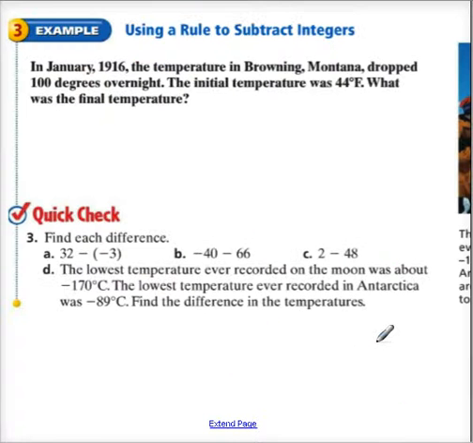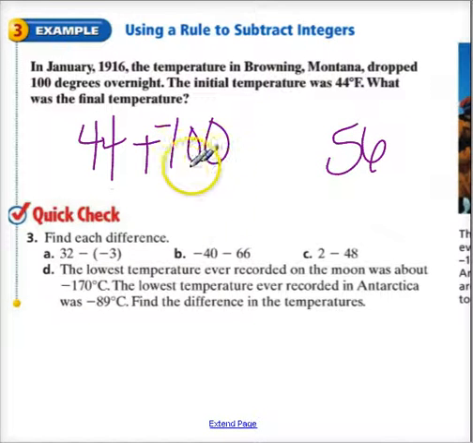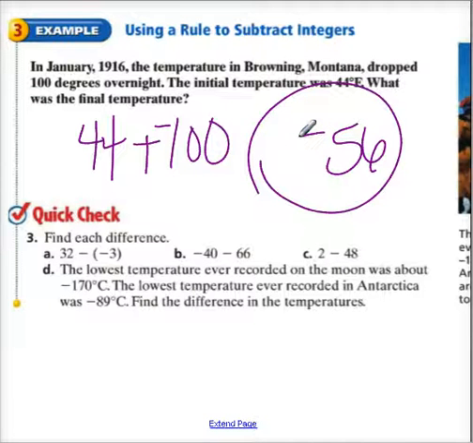Let's do some together. In January 1916, the temperature in Browning, Montana dropped 100 degrees overnight. The initial temperature was 44, and it dropped 100 degrees. What was the final temperature? Well, since I'm subtracting, I'm going to add the opposite. So I changed it to an addition sign and I added a negative. So now it's 44 plus negative 100. We know how to add integers, we can actually subtract them. 100 minus 44, and I get 56. And since 100 is a bigger number, absolute value, I make it negative.